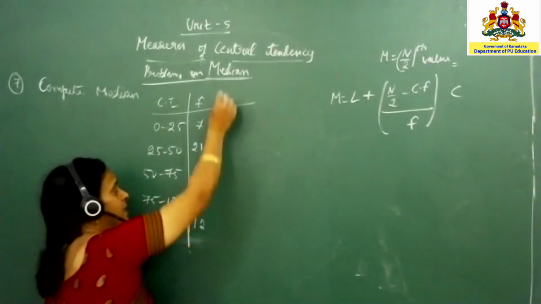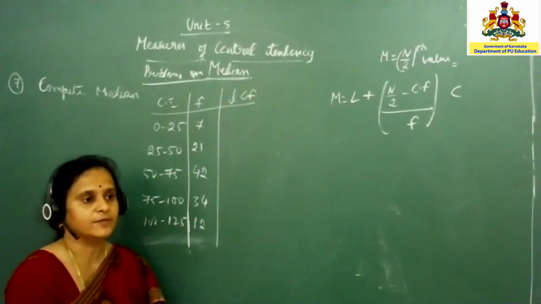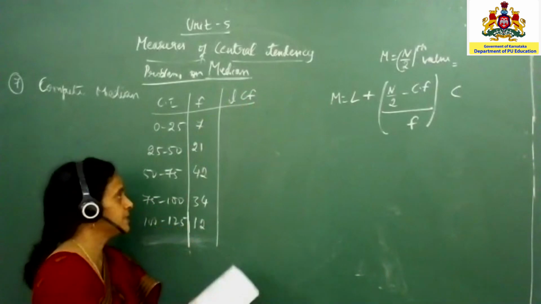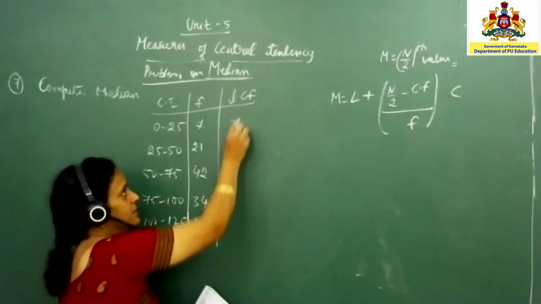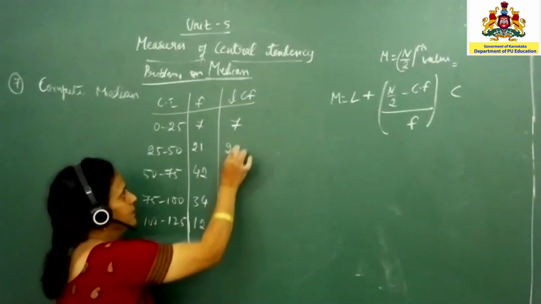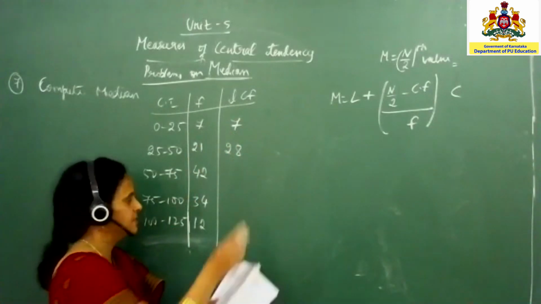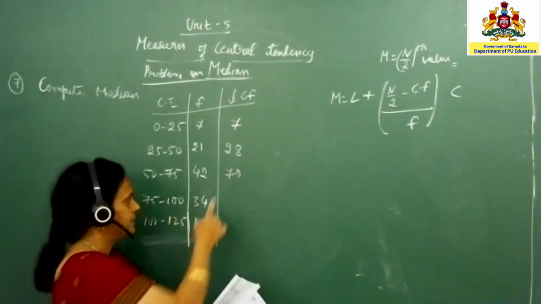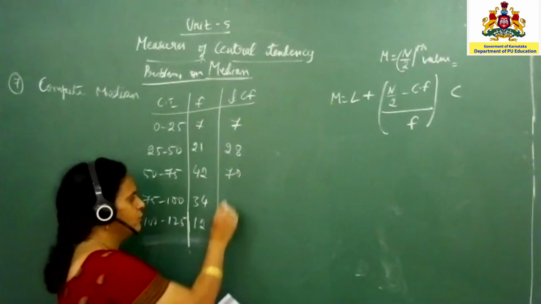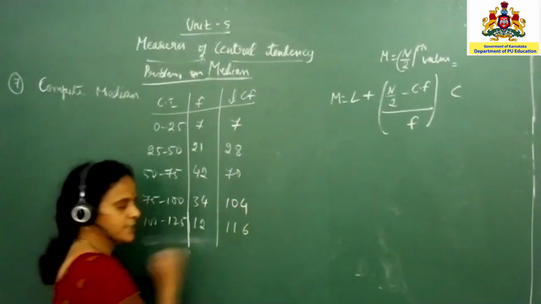To start with, again the very first job, I have to get the LCM, meaning less than cumulative frequencies. I have to go on adding the successive frequencies. First value 7 I'll keep as it is. 7 plus 21, I'll get 28. 28 plus 42, I'll get 70. 70 plus 34, I'll get 104. And 104 plus 12, I'll get 116.